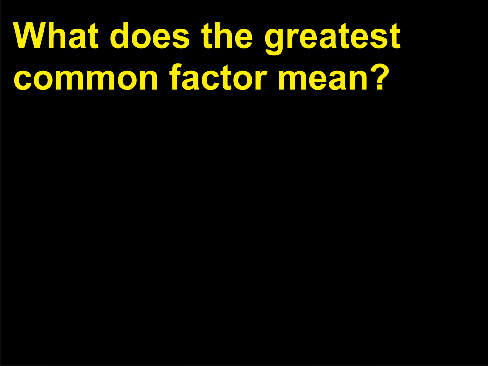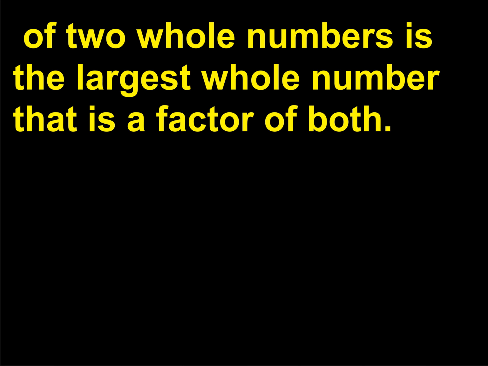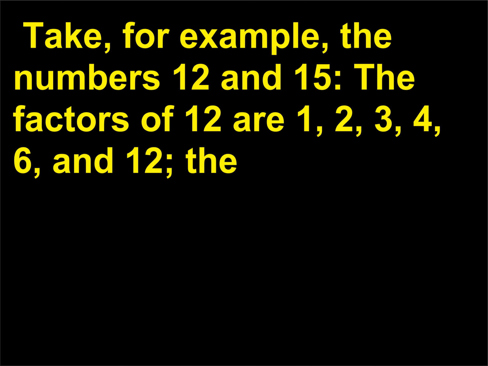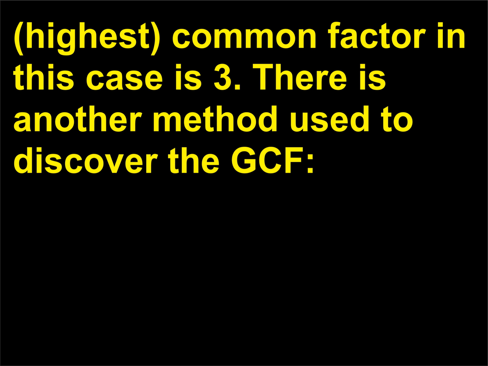What does the greatest common factor mean? The greatest common factor, or GCF, sometimes called highest common factor, of two whole numbers is the largest whole number that is a factor of both. Take, for example, the numbers 12 and 15. The factors of 12 are 1, 2, 3, 4, 6, and 12. The factors of 15 are 1, 3, 5, and 15. Therefore, the common factors, or numbers in both lists of factors, are 1 and 3, and the greatest, or highest, common factor in this case is 3.